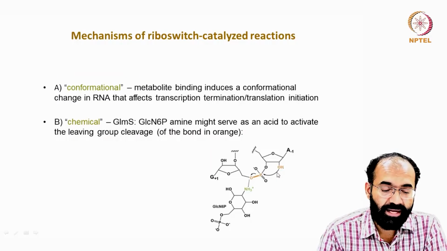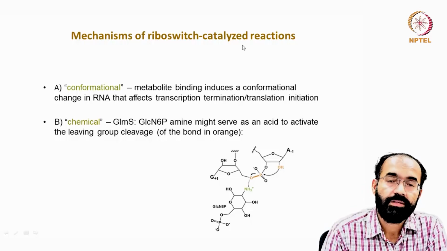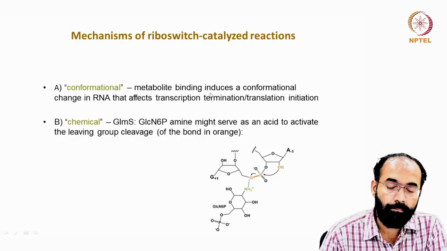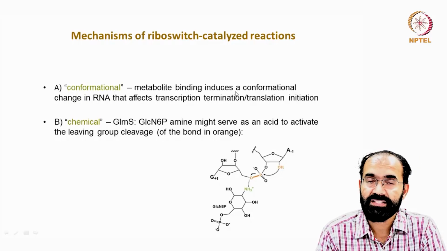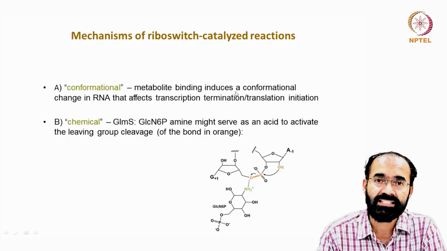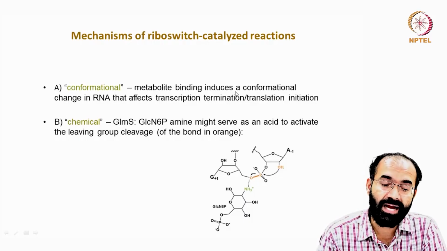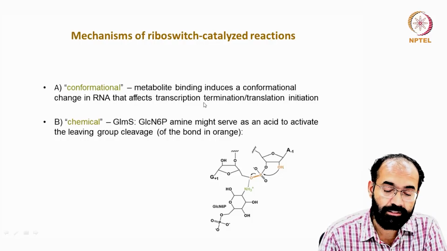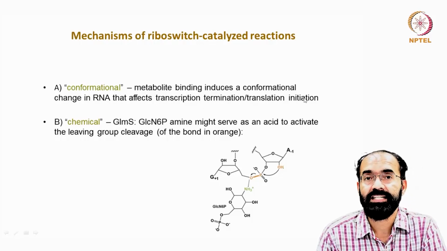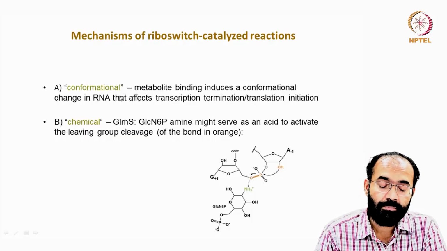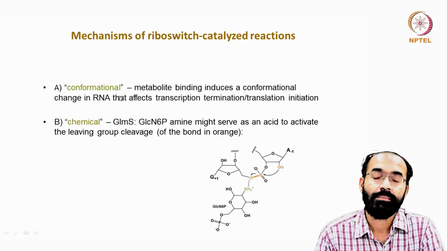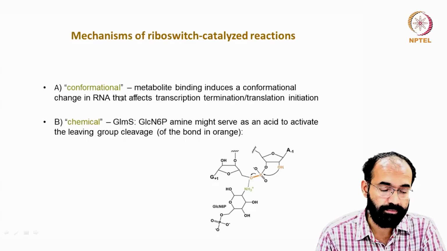So let us look into the mechanisms of riboswitch catalyzed reaction. First one is a conformational regulation. So the metabolite binding induces, that means in the previous case, the 5' untranslated region has the ribozyme sequence and the product goes and binds onto it. And so the metabolite binding induces a conformational change in the RNA that affects the transcription termination or translation initiation. So, in some cases, it is the conformational change induced in the mRNA because of the metabolite binding onto it.